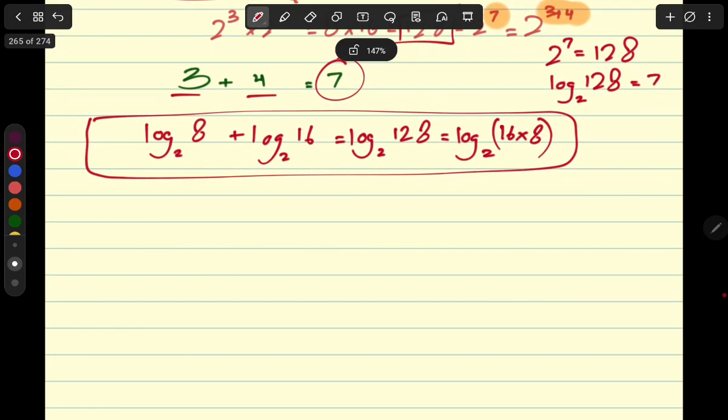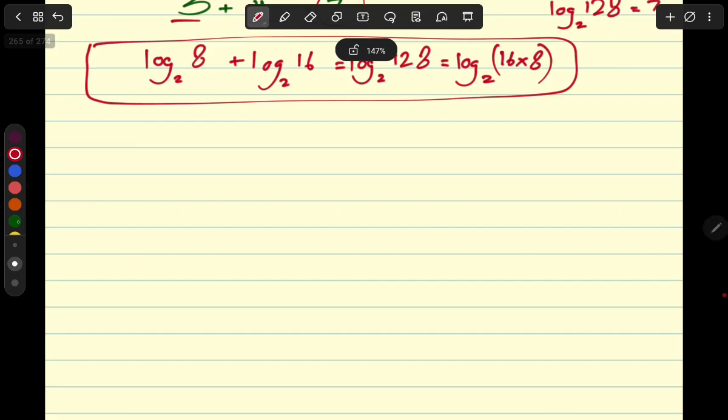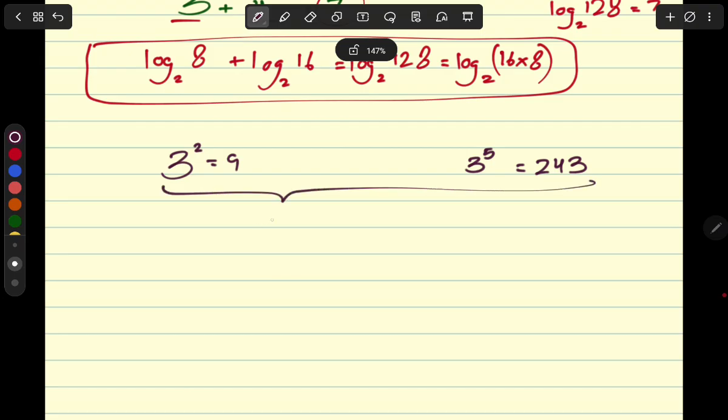You need not learn it or memorize it because it is how the exponentials behave. So this wasn't really a coincidence. We can try another one for powers of 3. So 3 squared is 9 and 3 to the power 5 is 243, right? If I multiply them together, I get 3 squared times 3 to the power 5 is 3 to the power 7, which is 2187.